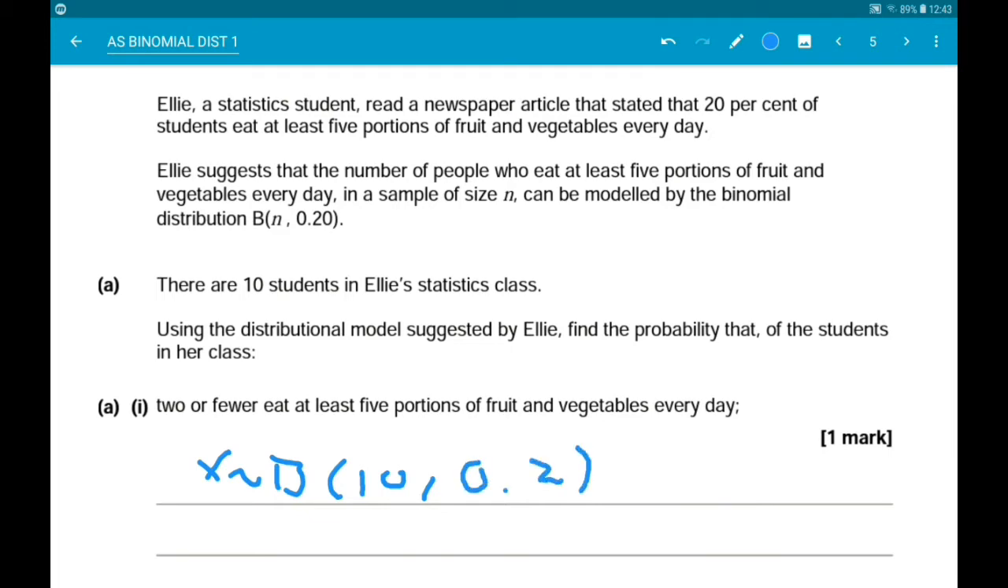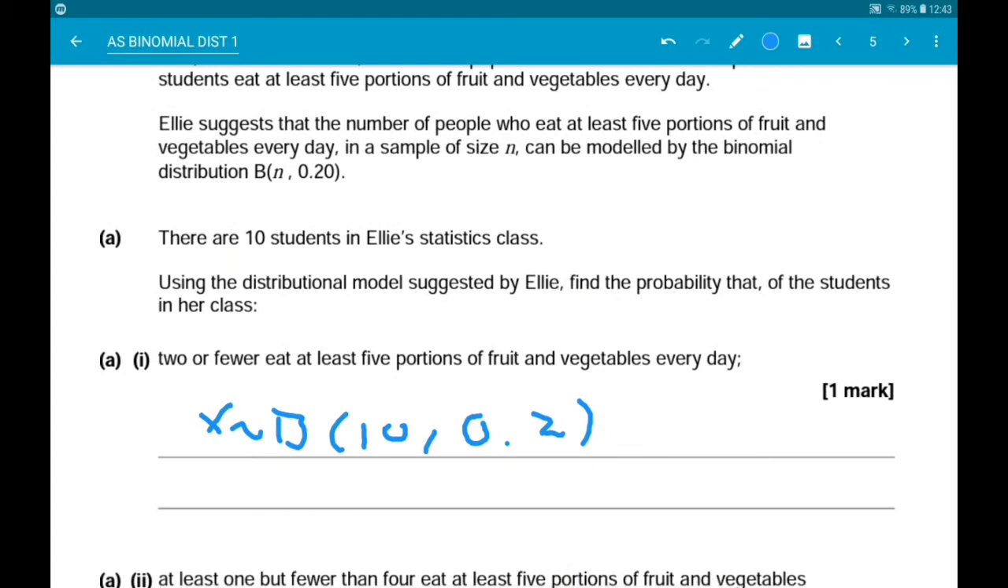Now we want the probability X is less than or equal to 2. So use your calculator, we should get 0.678.